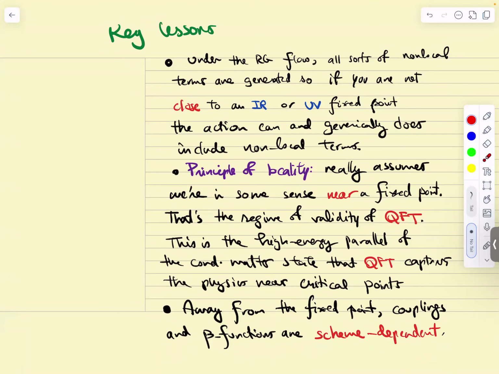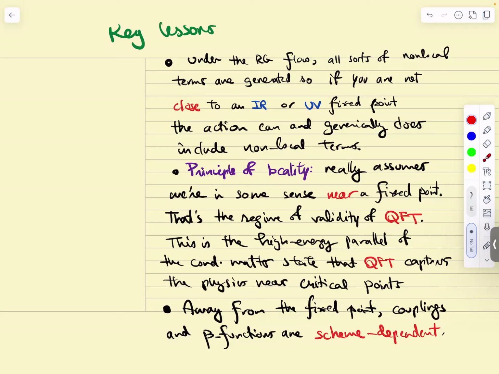Under the RG flow, we've seen this before, but this formulation makes it very manifest that all sorts of non-local terms are generated. And if you're not close to an IR or UV fixed point, the action can and generically does include non-local terms. So the word close is important. What does it mean? How do you measure being close to a fixed point? The theory is non-perturbative, right? So what does it mean?